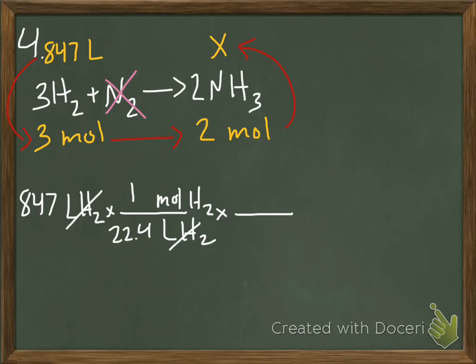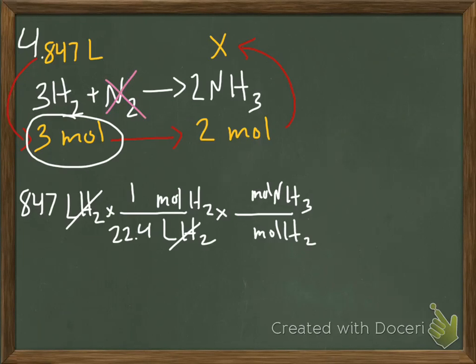Next, let's see where the next arrow goes. The next arrow goes to moles of NH3. So I'm going to go to moles of NH3. Moles of H2 goes on the bottom. Oops, I forgot to write mole. Moles of NH3, moles of H2. And this time you look at the ratio. Let me circle it. You have 3 moles of hydrogen for 2 moles of NH3. So you put a 3 next to hydrogen. You put a 2 next to NH3. So this cancels out.